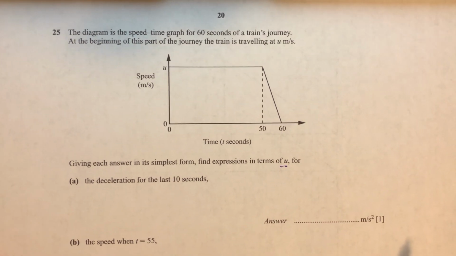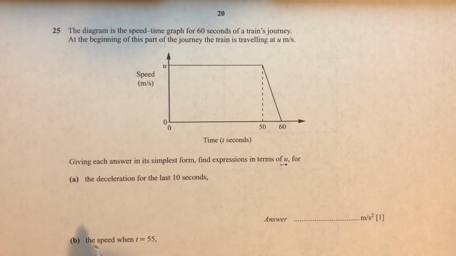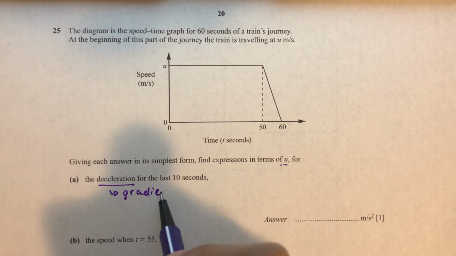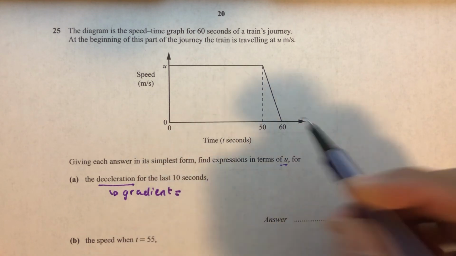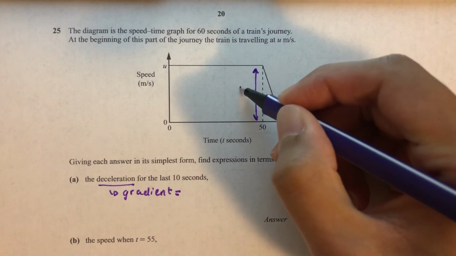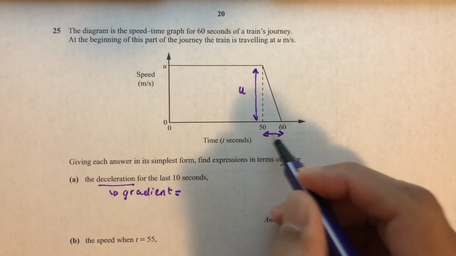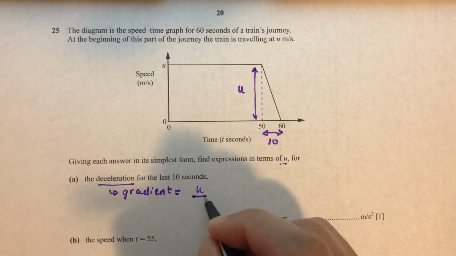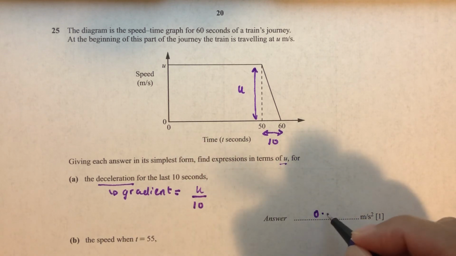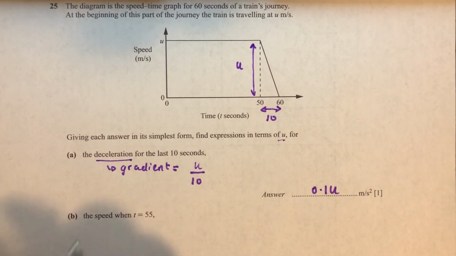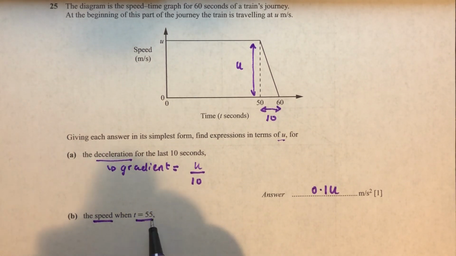Okay, so the first part is find the deceleration for the last 10 seconds. So deceleration is the gradient, the height over the width. What is the height? This height is u. And what is the width? 60 minus 50 is 10. So deceleration will be u divided by 10, which will be 0.1u. Okay, that's your answer.